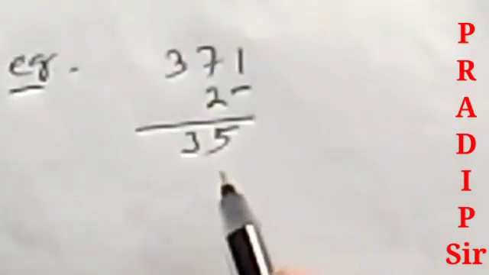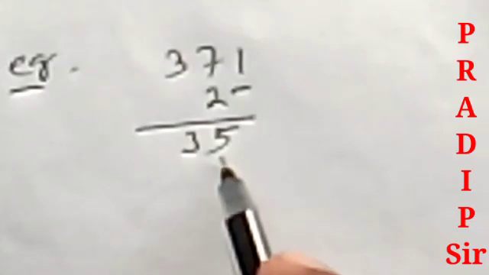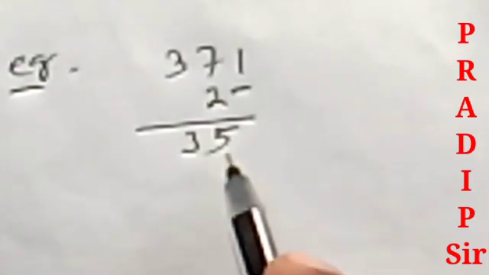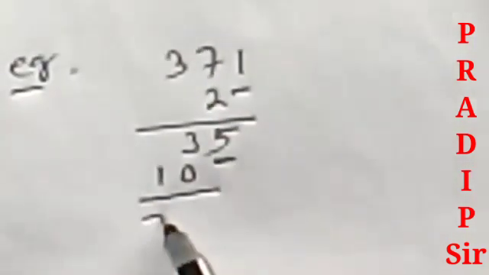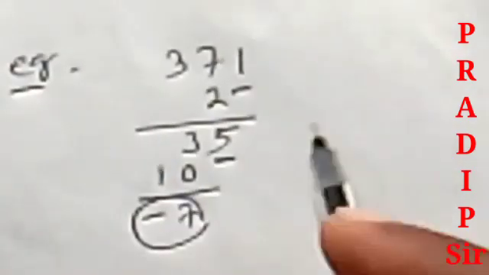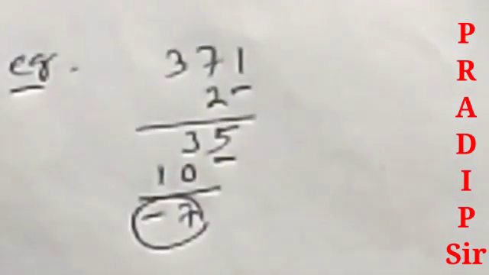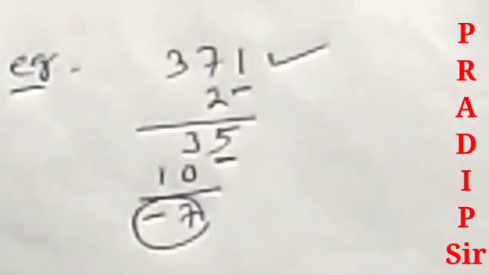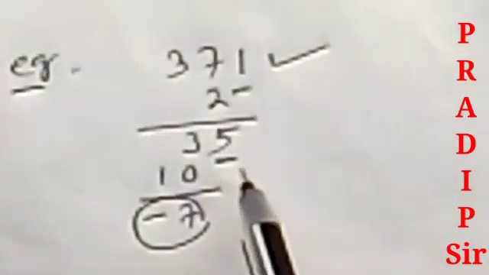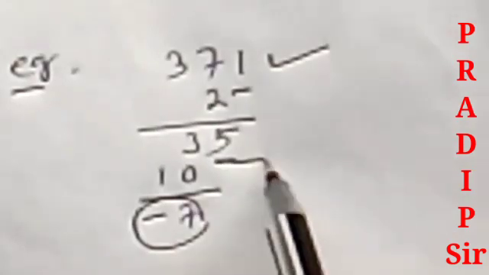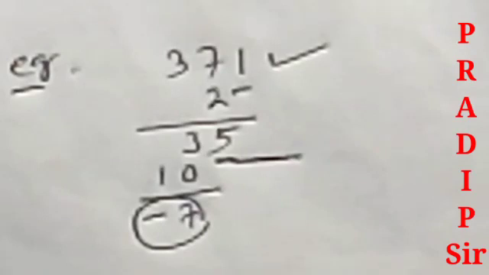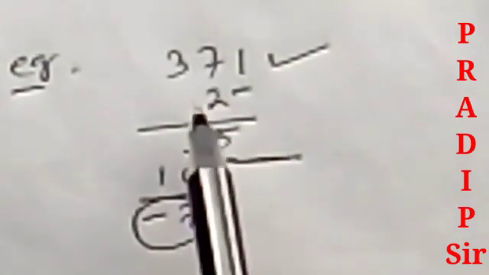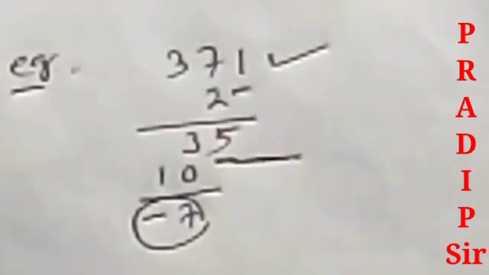Now the double of the digit 5 is 10. If we subtract the double of this digit, 10, we get minus 7, and minus 7 is also divisible by 7. So the given number 371 is divisible by 7. So we can stop. We can complete the process here because we get 35, and 35, as you know, is divisible by 7. So the given number 371 is divisible by 7.